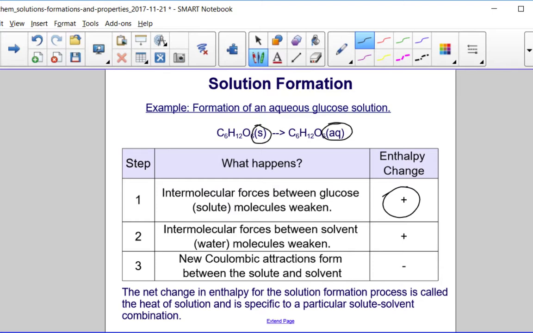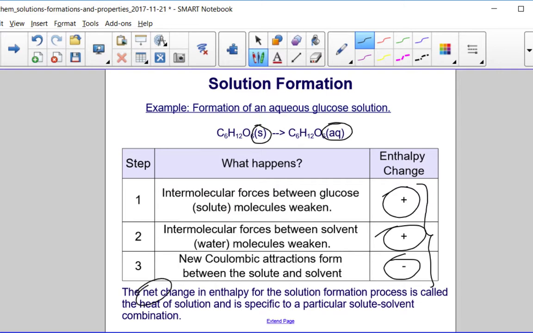Also, the intermolecular forces between the water molecules must weaken. That's also a positive enthalpy change. And then new coulombic attractions form between the solute and solvent. And when that happens, you have an overall negative change in enthalpy as energy or enthalpy is released. Now, the sum of these three changes would be the net change in enthalpy for the solution.